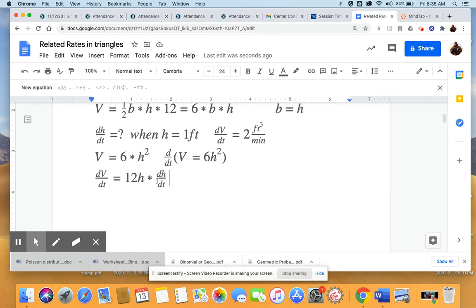So at this point, we know dV/dt was given to us. They gave us an h to plug in. It was a changing dimension, so now we can plug it in after we do the derivative. And we have dh/dt is what we're looking for. So all we've got to do is plug these values in.